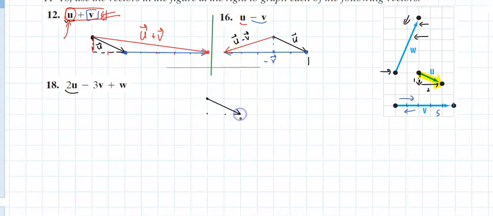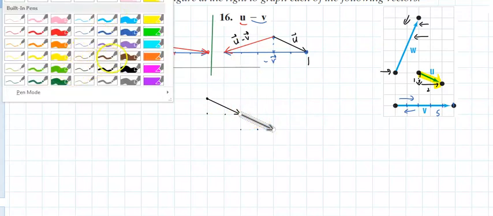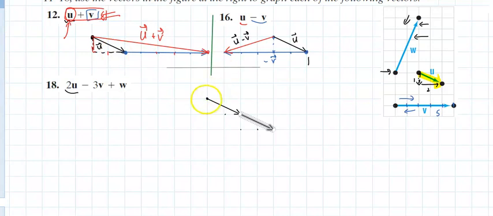But then I'm doing that again. 1 down, 2 to the right. So that's 2u. Of course, you don't need 2 vectors. You could draw the whole thing as one line, and let's say this is really how it's going to look. So this is the vector 2u.